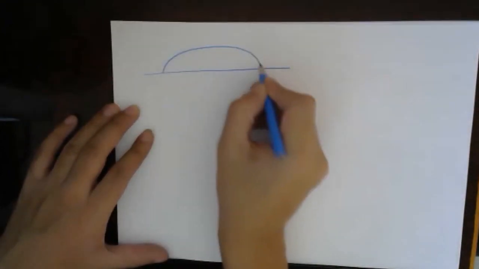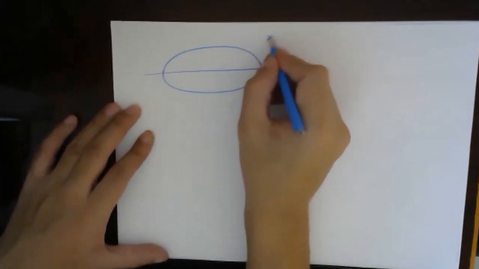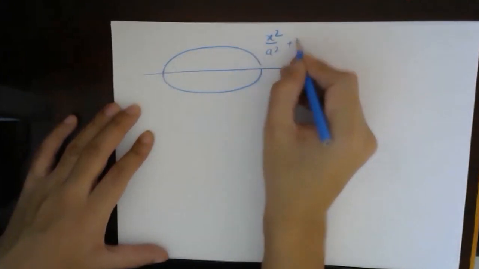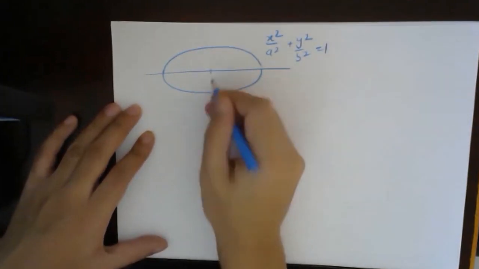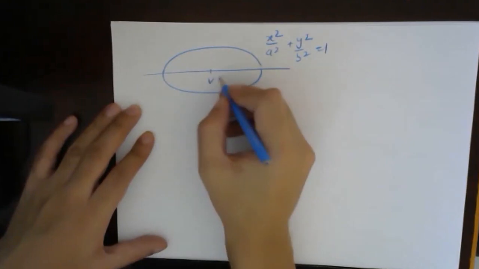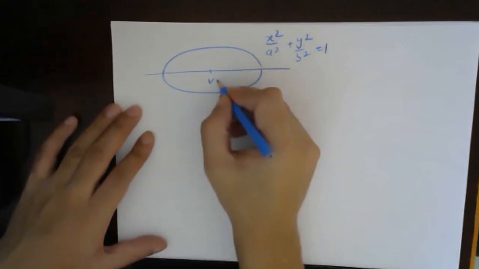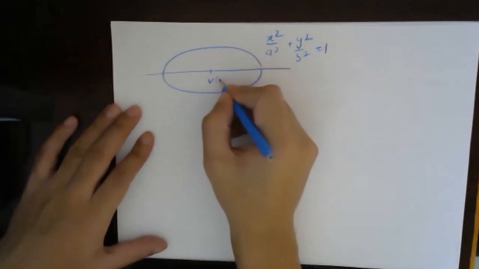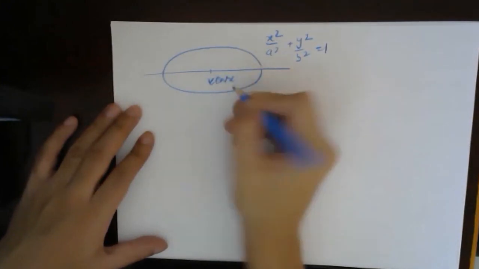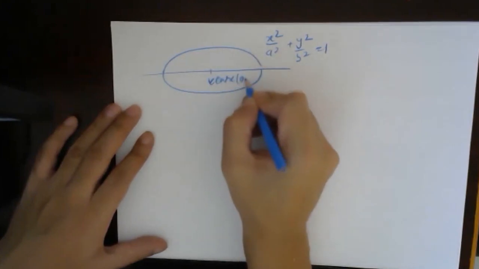So this we already know. We have seen it in the parabola also. Suppose this is an ellipse, x square by a square plus y square by b square is equal to 1. If this is an ellipse, this is the vertex, right? This is 0, 0. Okay. So the center is at the origin, which is 0, 0.